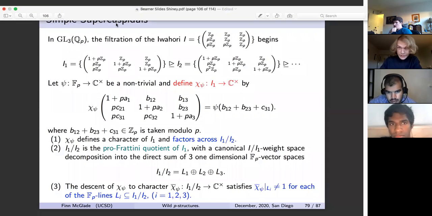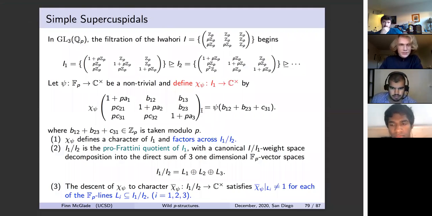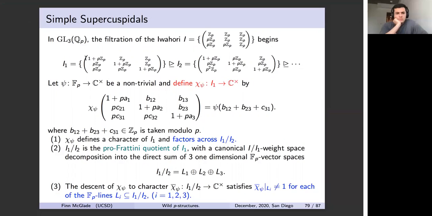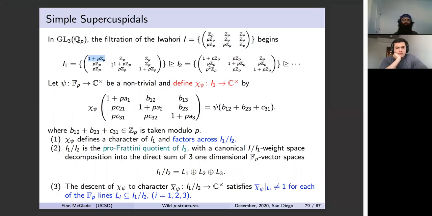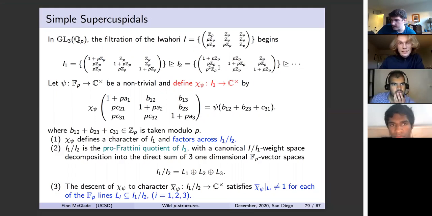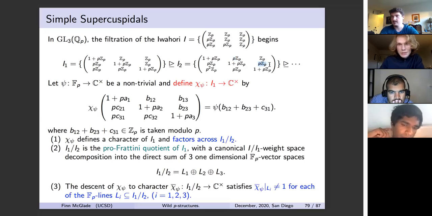I'm going to write down an example of one of these positive depth representations. I'm going to do it for the Iwahori. So here's my Iwahori subgroup, and this thing has a filtration. This is the first term in the filtration: I have 1 plus pZ_p on the diagonal. And then the next term, I have p squared Z_p in the bottom right, and I get a pZ_p up here and a pZ_p here.